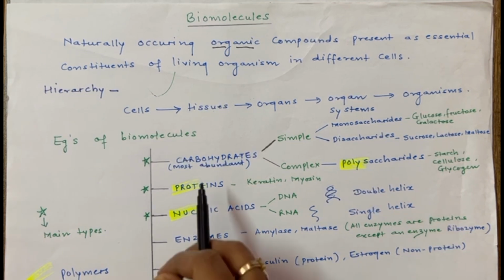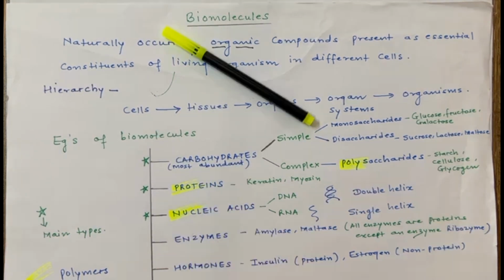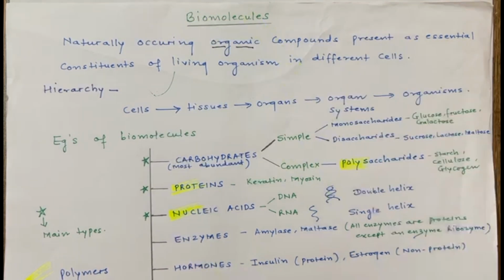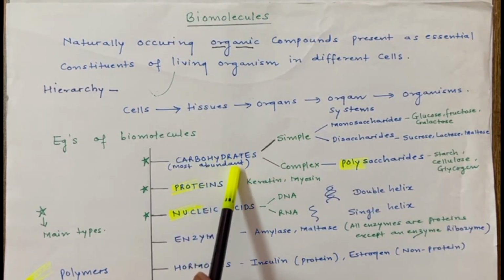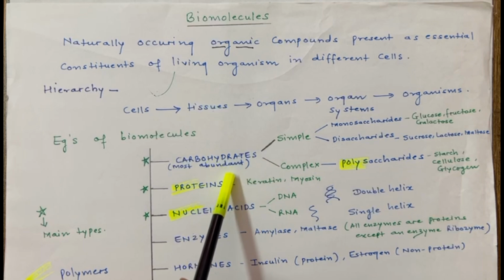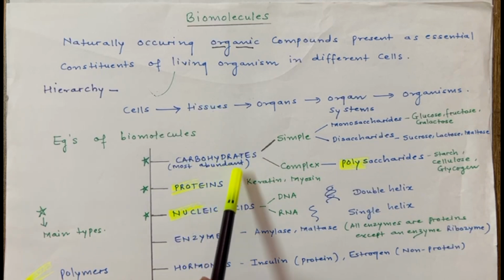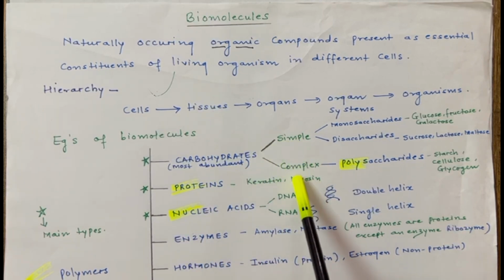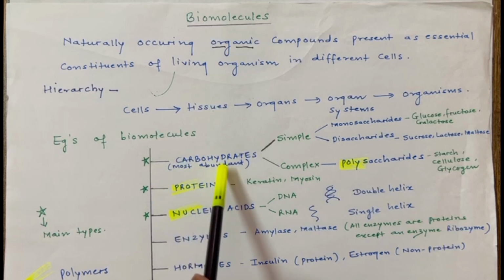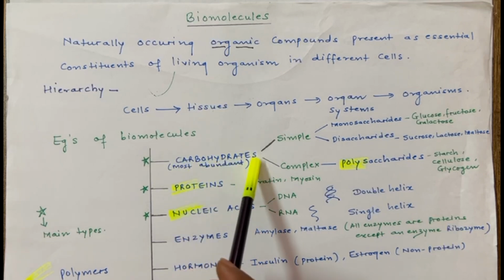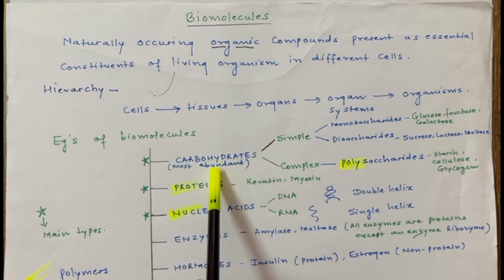First of all, we will see carbohydrates. So first of all, let us understand the meaning of carbohydrates. Carbohydrates are the most abundant biomolecules on the earth. They are of two types, simple carbohydrates and complex carbohydrates. You can understand the meaning of this word carbohydrates. So initially they were considered as the hydrates of carbon.